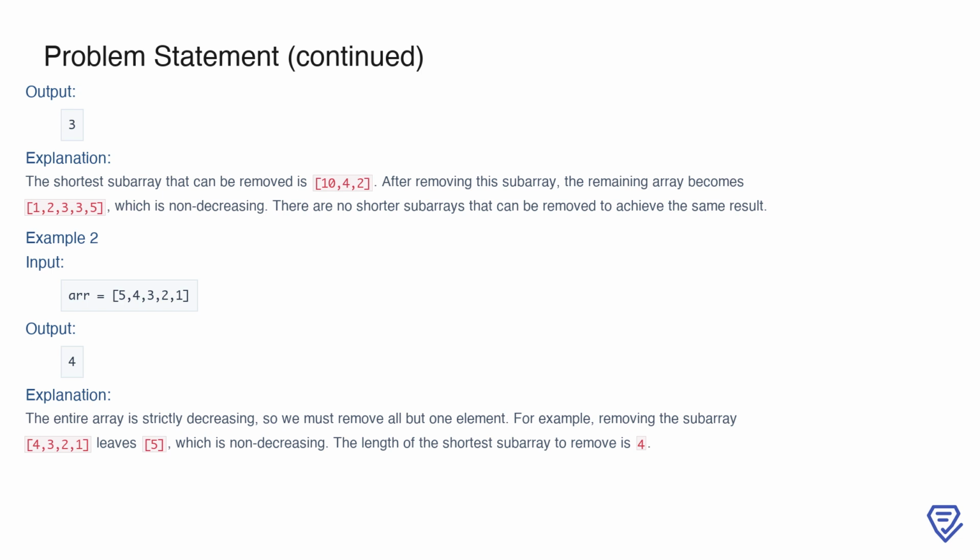In the second example, the array given is 5, 4, 3, 2, 1. This array is strictly decreasing, meaning we must remove all but one element to make it non-decreasing. For instance, removing 4, 3, 2, 1 leaves 5, which satisfies the condition. Thus, the output is 4.